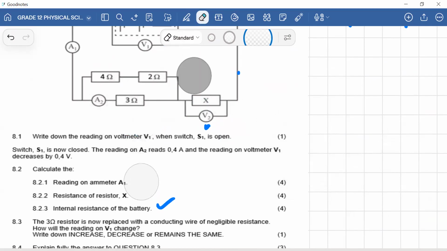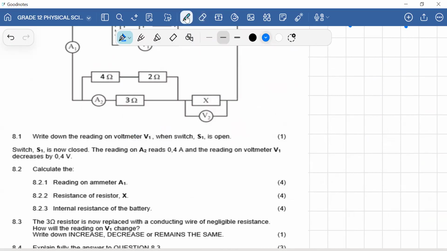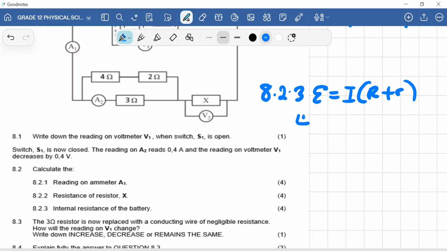All right, so now I'm going to find the internal resistance, that is 8.2.3. So the internal resistance, if I have to use the formula EMF is equal to I(R plus r), then what is my EMF? I know my EMF to be 4. And what is my current? It was 0.6. So what is my external resistance?